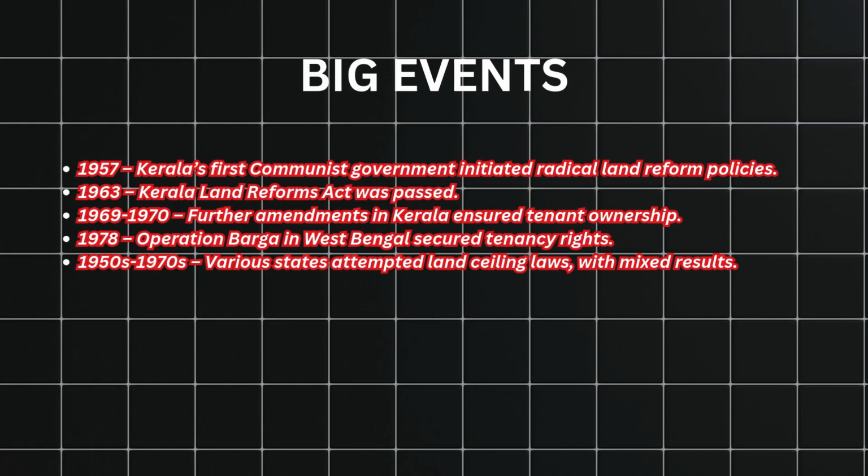The first event was in 1957, when Kerala's first communist government initiated radical land reform policies, and then in 1963 the Kerala Land Reforms Act was passed. Through 1969 and 1970, further amendments in Kerala ensured tenant ownership. Then in 1978, Operation Barga in West Bengal secured the tenancy rights. Between 1957 and the 1970s, various states attempted land ceiling laws with mixed results.